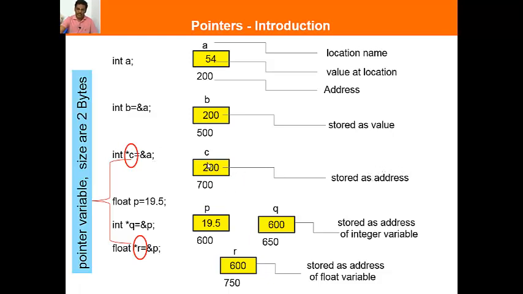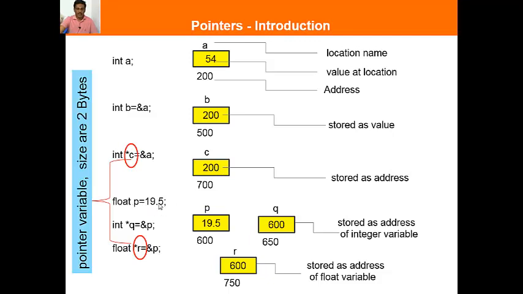That location size is 2 bytes. This size is also 2 bytes. b's size is 2 bytes, c's size is 2 bytes. But b is an ordinary variable. It stores values only. If you try to assign an address, it is converted into a value. c is a pointer variable. It stores only addresses, so here we store an address, and it is treated as an address. All the characteristics of addresses remain in that case.